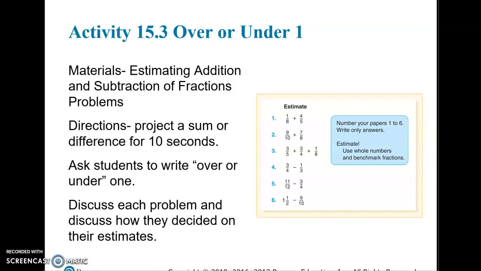Over time, you can use activity 15.3, over or under 1, to include tasks that are more challenging. You can use targets other than 1, such as 1/2, 2, 3, and so on. Choose fraction pairs in which the fractions are both less than 1 or both greater than 1. Estimate sums and differences to the nearest half. Ask students to create equations that are slightly less than or slightly more than 1.